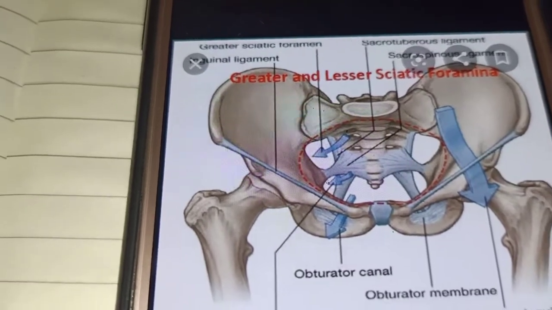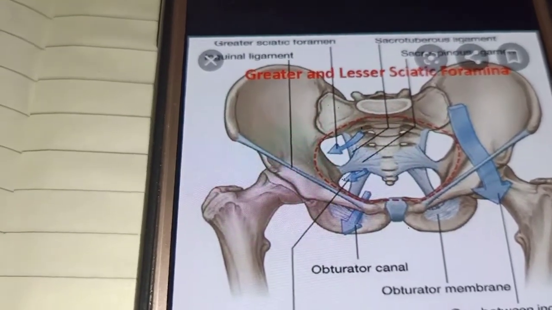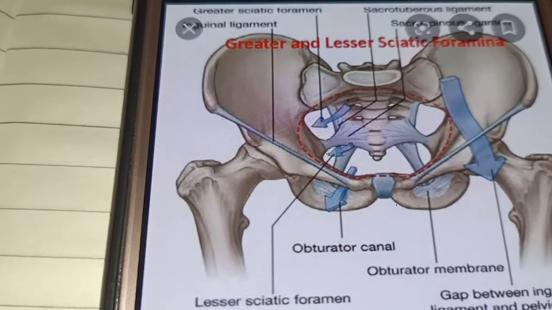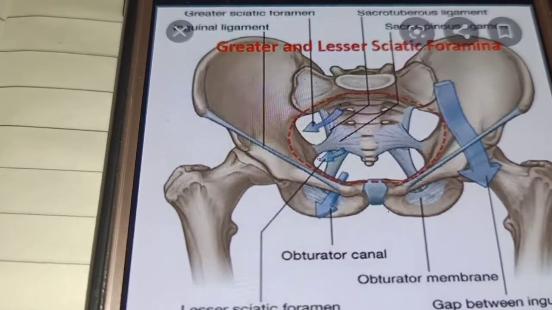Okay, so this was all about the nerves of the pelvis. Please go through my video for better understanding.